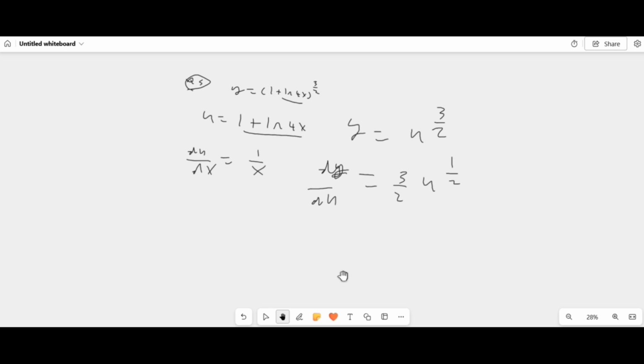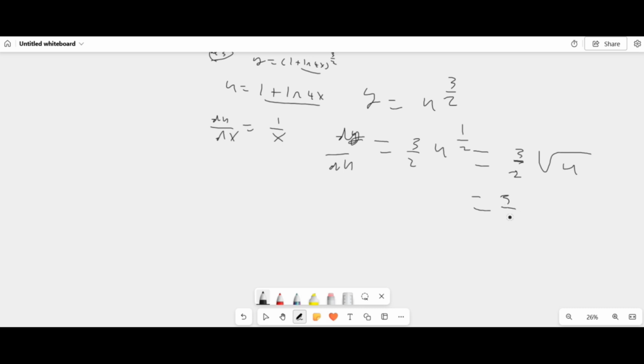Save. So now you need to times them together, yeah? So 1 over x times that, yeah? Listen, I'm going to convert this straight away. U to the power of a half here is the same as square root u, yeah? So if that's square root u, and I've got 3 over 2, so that's 3 over 2 square root u, yeah? And I'm going to convert it straight away into just in terms of x here as well.